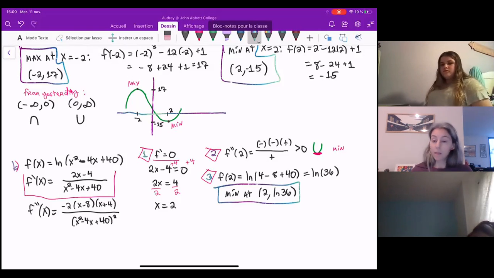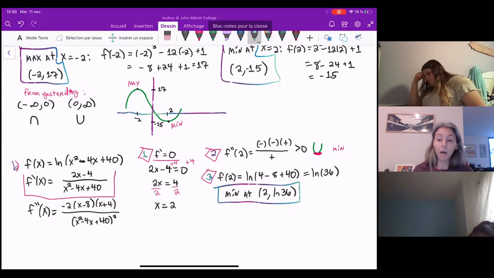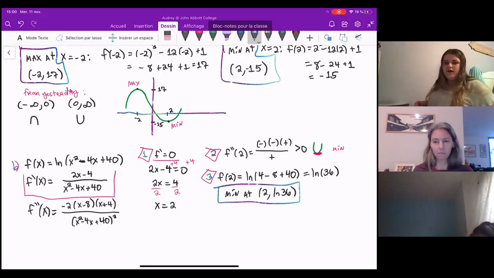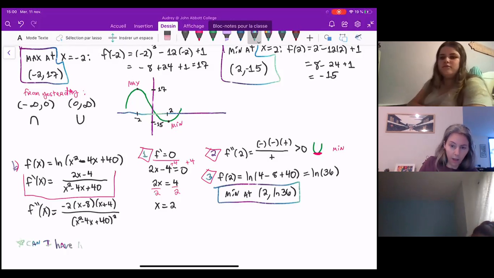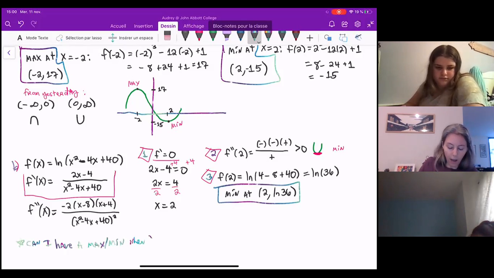And notice how with this test, I'm not going to conclude that there are no other local maxima or minima, because this is only looking at where f prime equals 0. And can I have a max or a min potentially where f prime doesn't exist? I'm going to write that question out. Can I have a max or min when f prime does not exist?